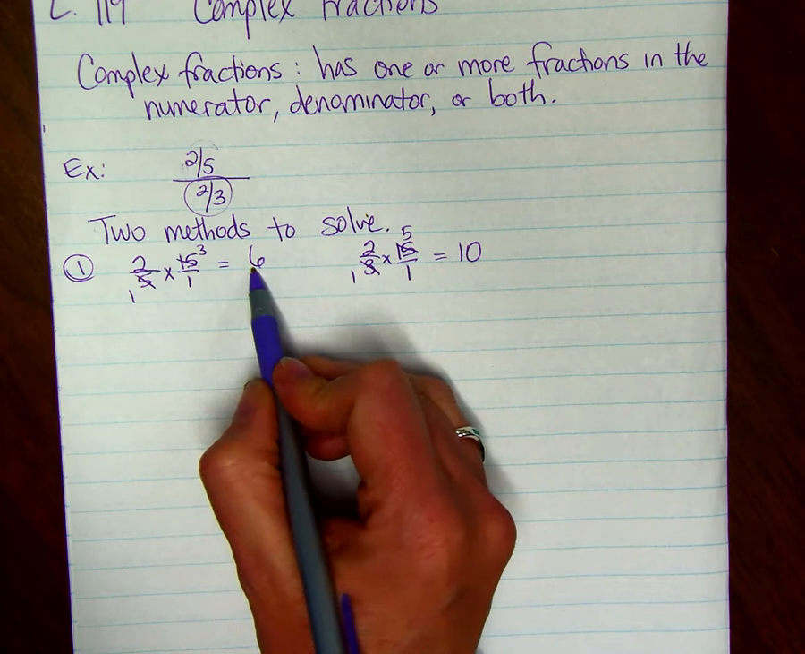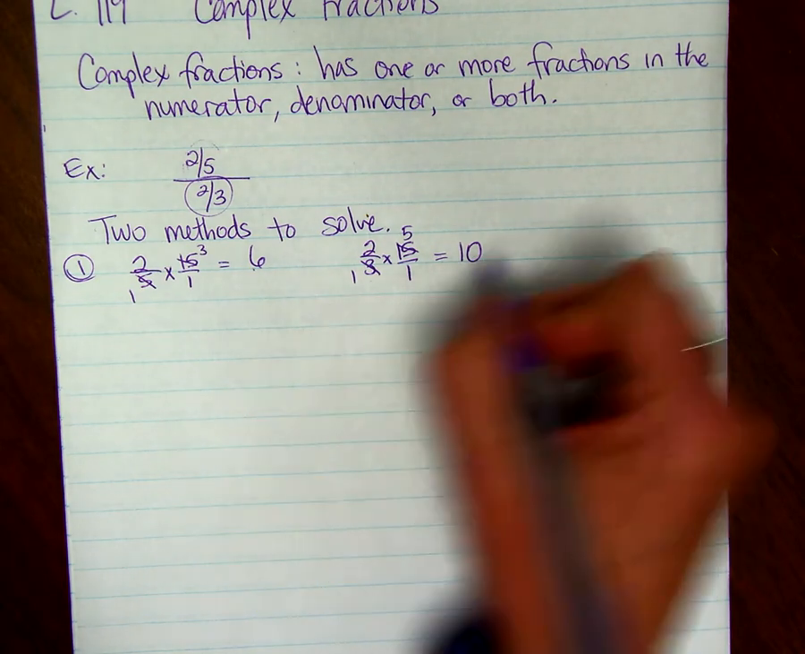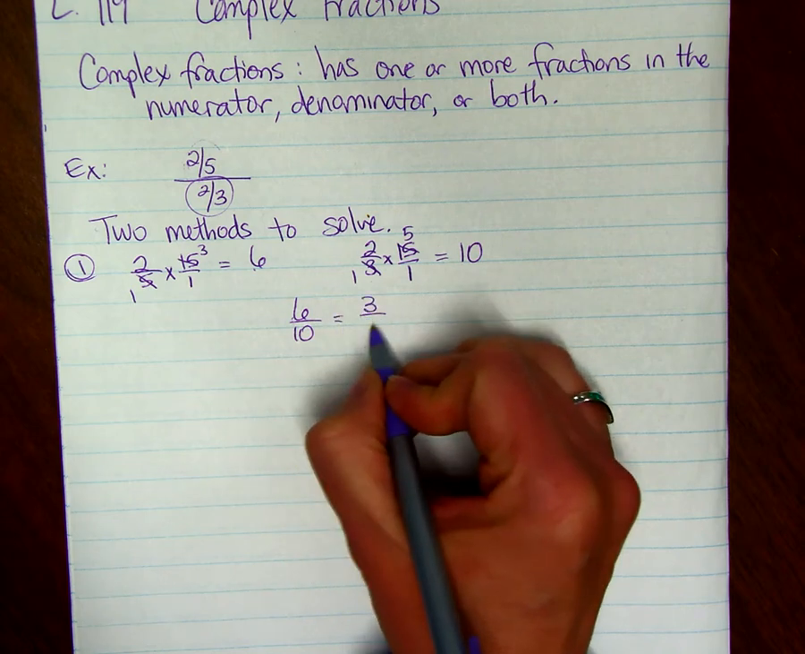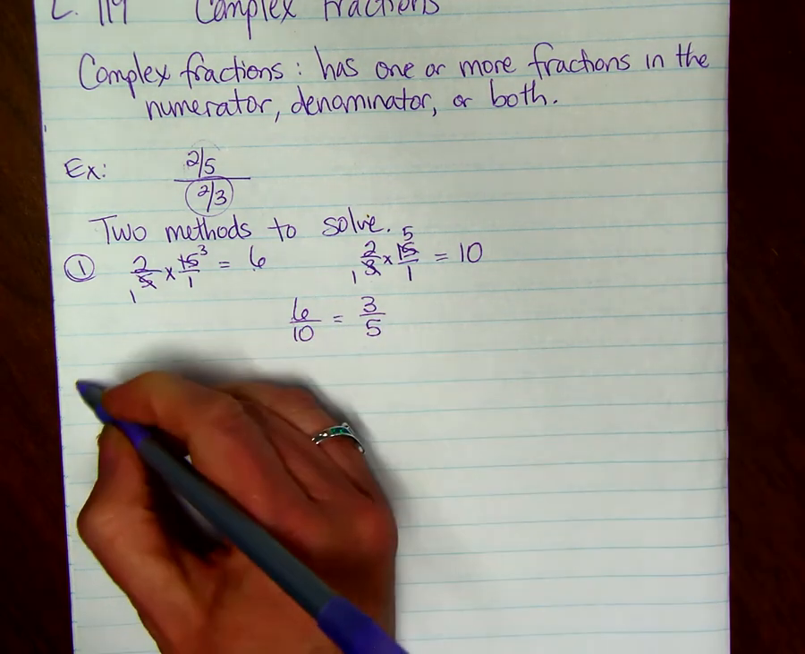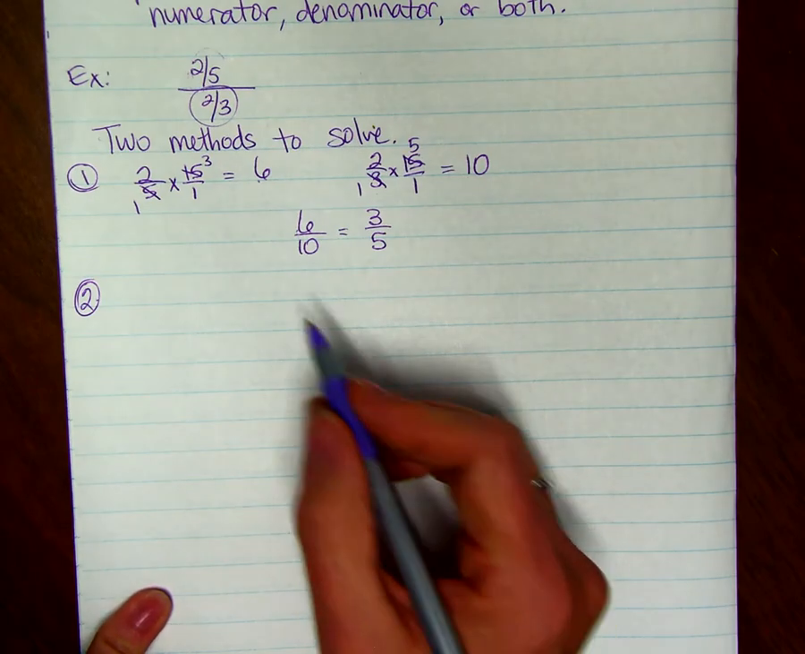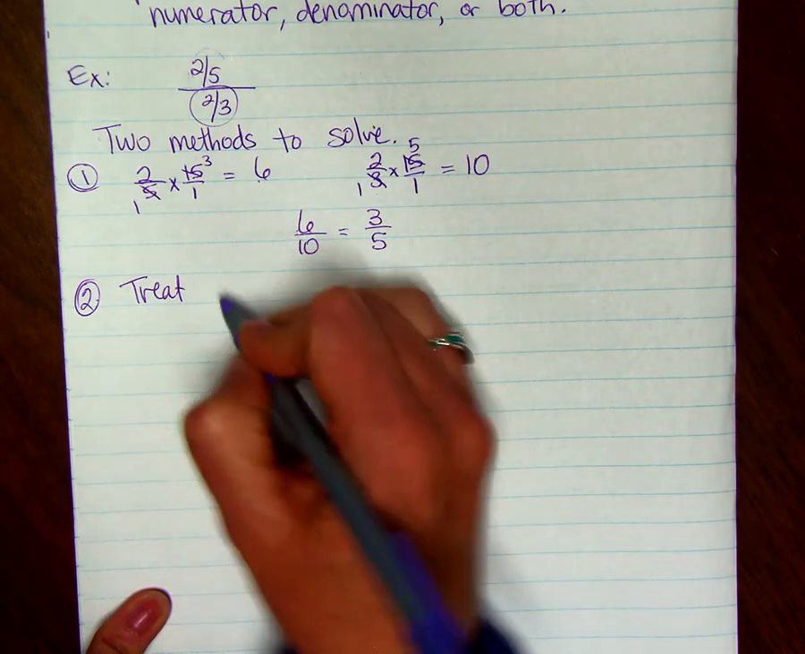Then we put our numerator over our denominator. So 6/10, which reduces to 3/5. The other way you can do it is treat the complex fraction as a division problem.